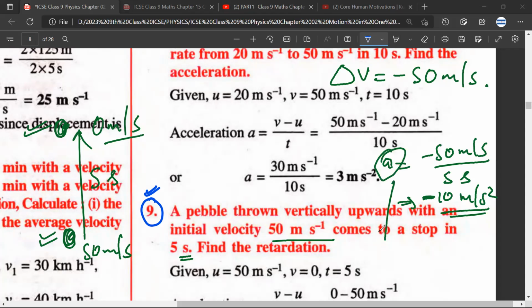Because the acceleration is negative, this acceleration would be called retardation. Are we clear?